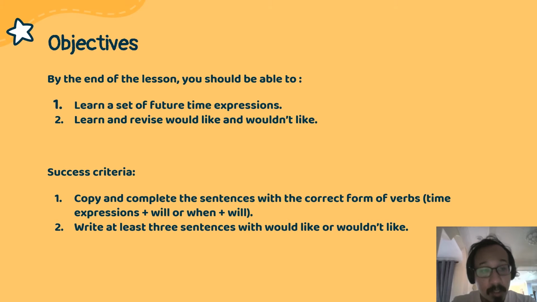The objectives. By the end of the lesson, you should be able to learn a set of future time expressions. We are going to learn how to use the future time expression when and will in our sentences, and we are going to learn and revise would like and would not like in sentences. And these are the success criteria that we need to achieve if we want to ensure that our lesson is successful. You may need to copy and complete the sentences with the correct form of verb with the time expression will or when and will, and you need to at least write 3 sentences with would like or would not like.